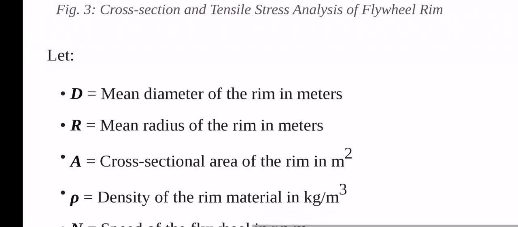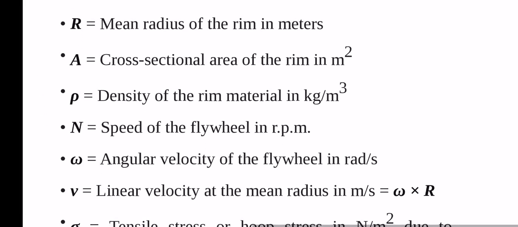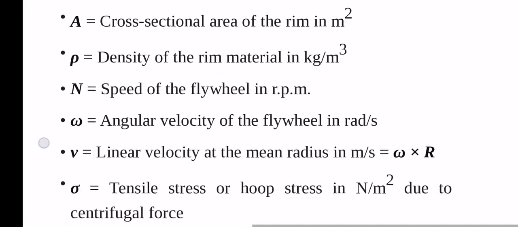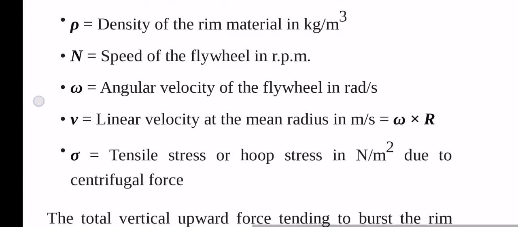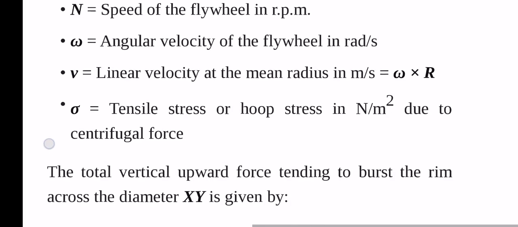Let D be the mean diameter of the rim in meters, R the mean radius of the rim in meters, A the cross sectional area of the rim in meter square, rho the density of the rim material in kg per meter cube, and N the speed of the flywheel in RPM. Omega is the angular velocity of the flywheel in radian per second, v is the linear velocity at the mean radius in meter per second, omega into R, and sigma is the tensile stress or hoop stress in Newton per meter square due to centrifugal force.